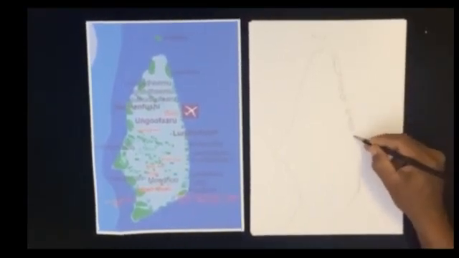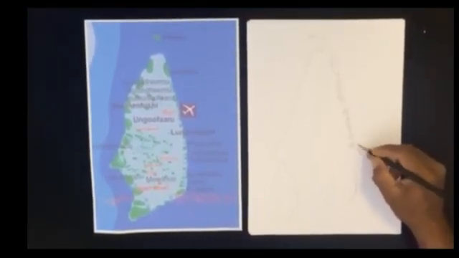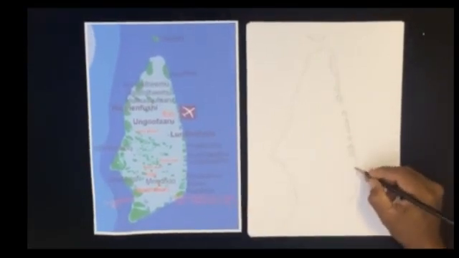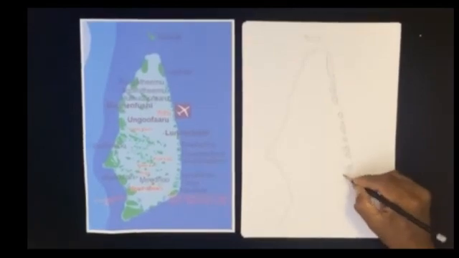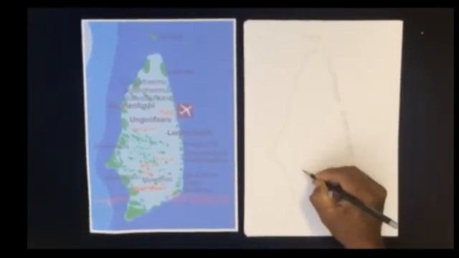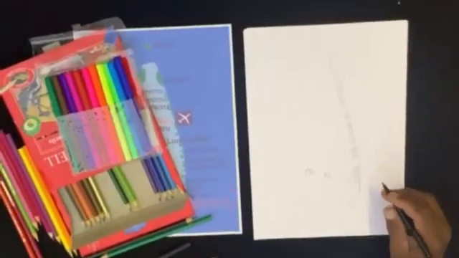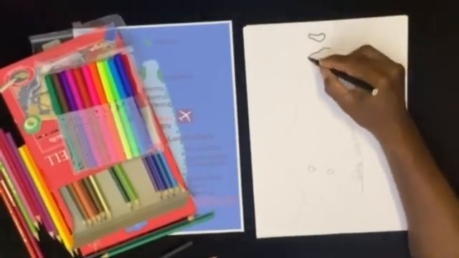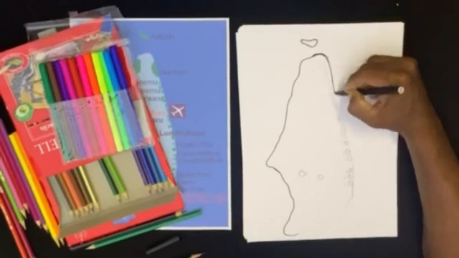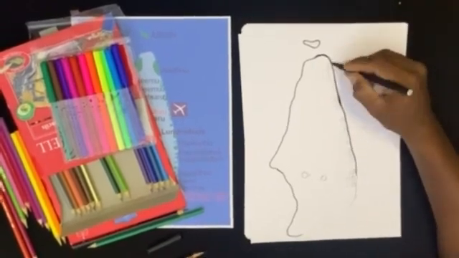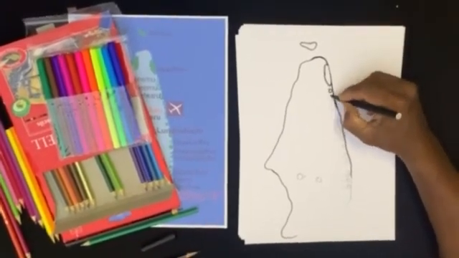Next, use a marker and bold the lines and color the map. Next, label all the inhabited islands with the capital island of your atoll.